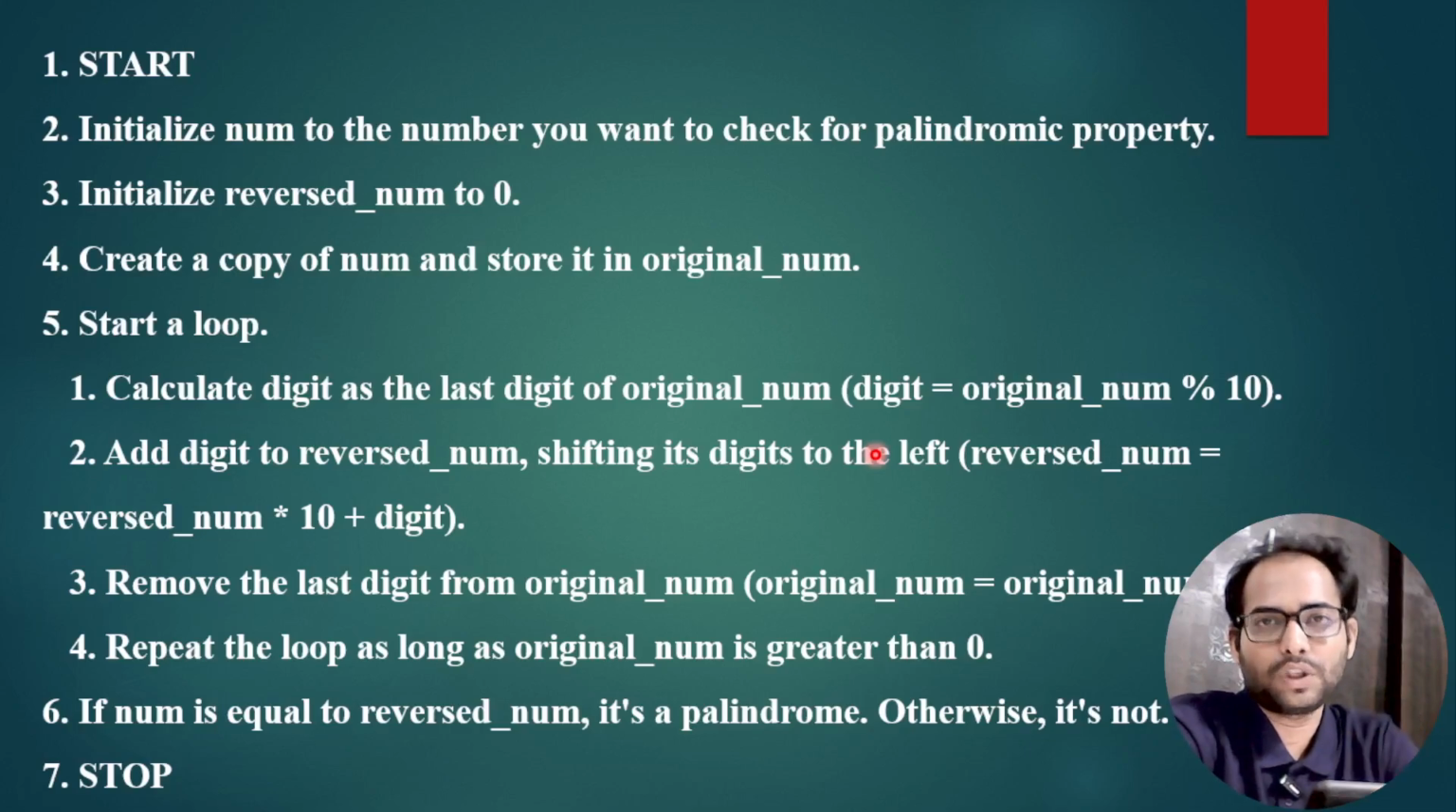For example, if 212 is there, you'll get your remainder as 2. And if the remainder is 2 now, I'll compute reverse number times 10 plus the digit. In this statement, the reverse number value is equal to 0 initially, so 0 times 10 plus 2 is 2.